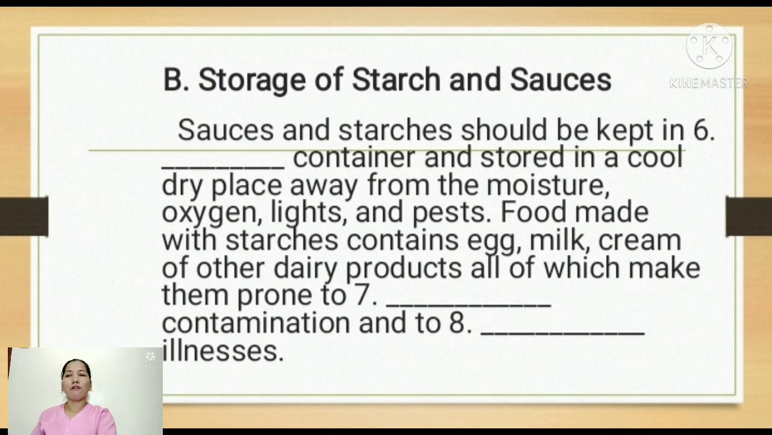Next, food made with starches contains egg, milk, cream, or other dairy products, all of which make them prone to number 7, contamination, and to number 8, illnesses.